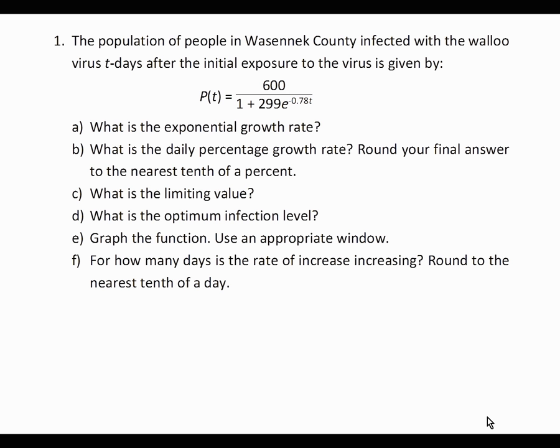Question C, what is the limiting value? Question D, what is the optimum infection level? Question E, graph the function, use an appropriate window. And question F, for how many days is the rate of increase increasing? Round to the nearest tenth of a day.